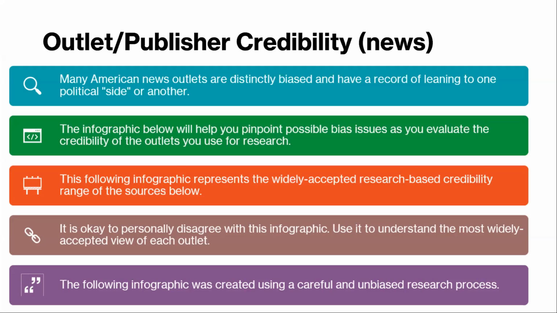And leaning to one political side or another slightly isn't too crazy. But if you're leaning really far to one side or another, the information that your outlet can produce can be very, very biased and non-credible. So it's important to know what publication your author is writing through and whether or not that publication has a history of being credible. So we have an infographic that will help you know what news organizations are credible and not credible based on their history.